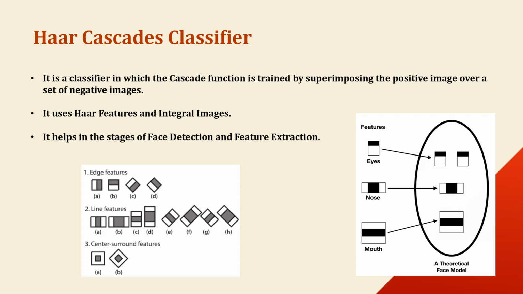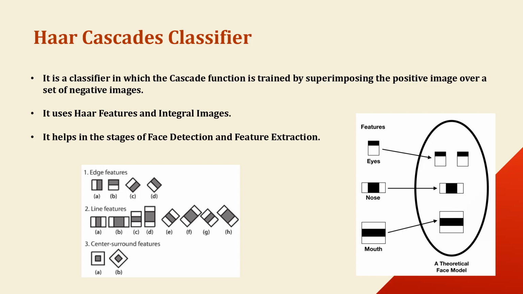Amongst the features that are collected, most of them are irrelevant. Its job is to identify which ones are relevant from the irrelevant ones, and it does this by superimposing the positive image over a set of negative ones. On the right-hand side, we can see how Haar features are used to detect a theoretical face. You would have the eyes, the nose, and the mouth.